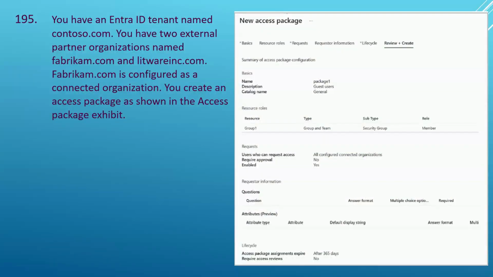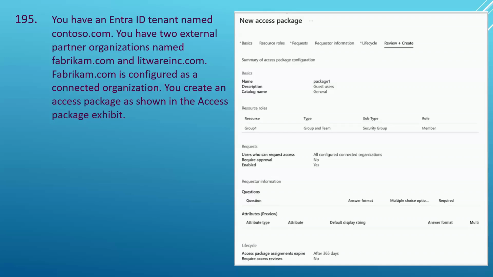Question number 195 of the series. You have an Entra ID tenant named contoso.com. You have two external partner organizations named fabricam.com and litware-incorporation.com. Fabricam.com is configured as a connected organization. Friends, make a note, fabricam.com is configured as a connected organization. This will be helpful in answering the question.